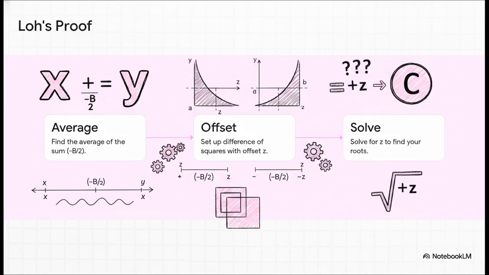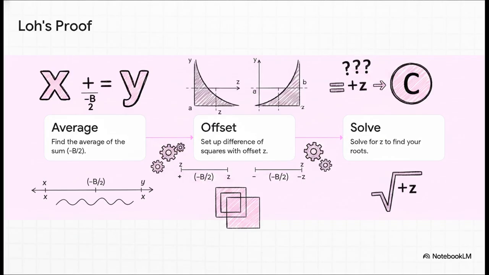Think about it. If you're looking for 2 numbers that sum to negative b, they absolutely must have an average of negative b divided by 2, right? That means the 2 roots are just that average plus or minus some unknown offset, which we'll just call z. And when you multiply those 2 roots together, it yields a super simple difference of squares that must equal the product, c.